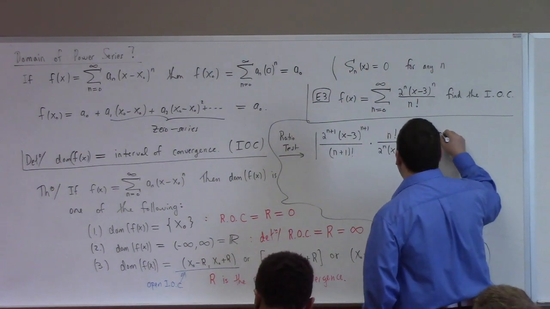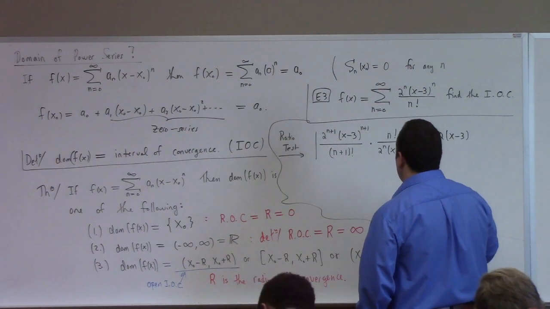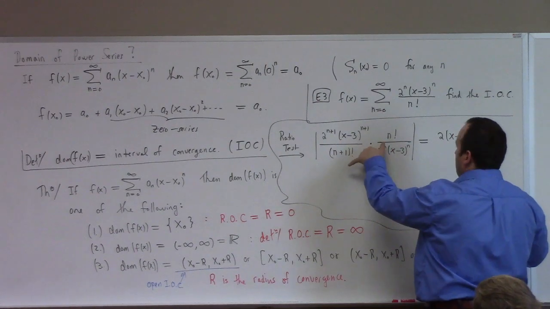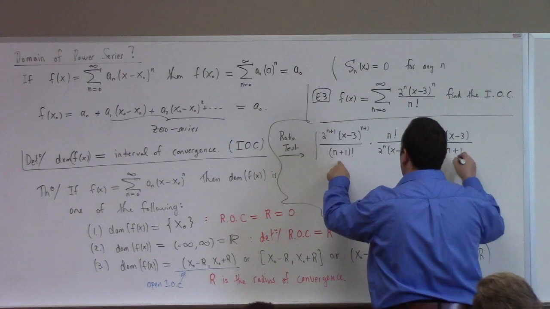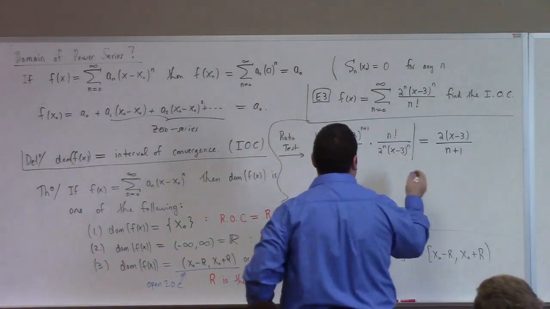So we say it's 2 times x minus 3. So this reduces to x minus 3. That reduces to 2. And, look, check that out. We're left over, an n plus 1 is left over. Woohoo.